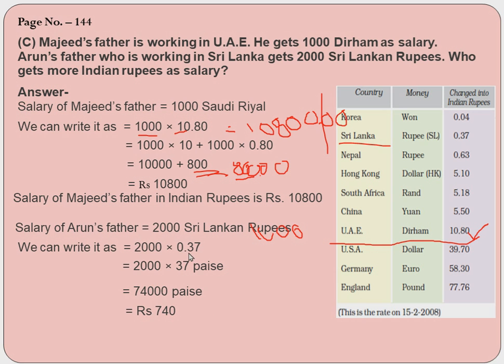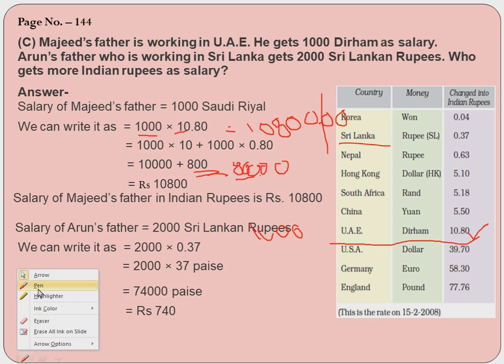See, here only we did 37 paisa it was. So, it's now 0.37 rupee this is. 37 paisa. How we got? We will multiply by 100. Here what we did? Divide by 100, that is rupees 740.